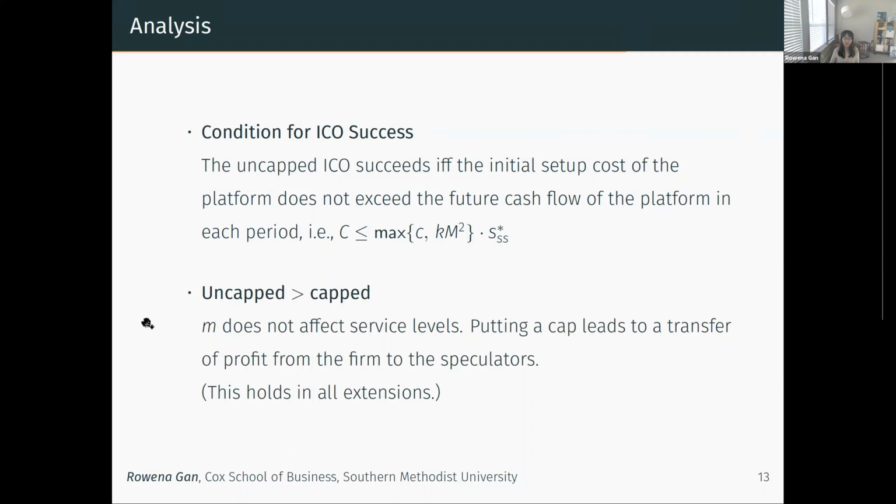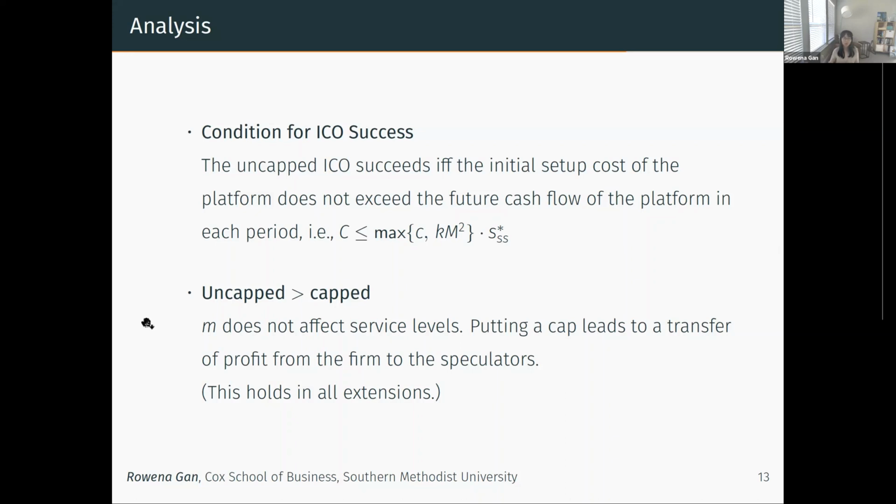And the answer is no, because this M, which is the total number of tokens sold in the ICO, does not affect the service levels. So putting a cap basically leads to a transfer of profit from the firm to the speculators. That's why it is in the firm's interest to remove the cap or to sell as many tokens as possible.